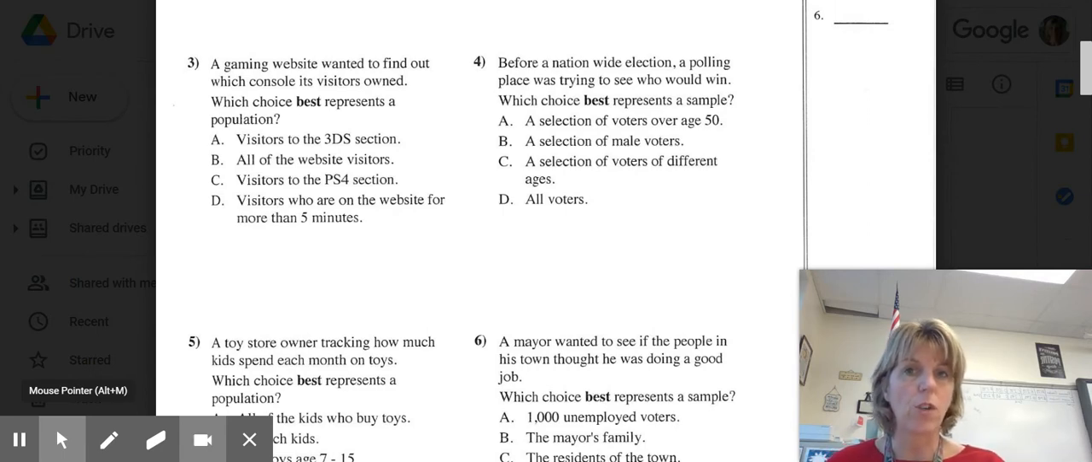The election's going on, and they're trying to predict the presidential election and the Senate and the House of Representatives. They're trying to predict those. So this is exactly what they do. Would the sample be a selection of voters over age 50? No, because that would be biased.